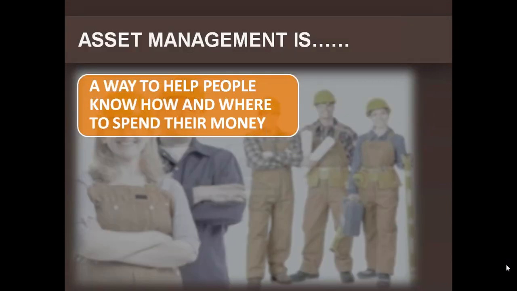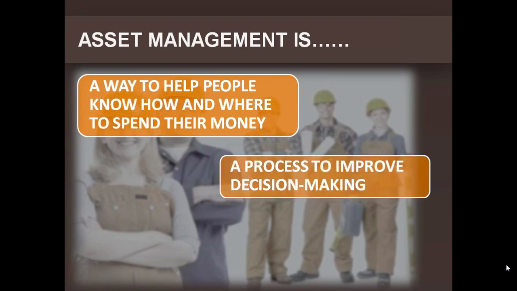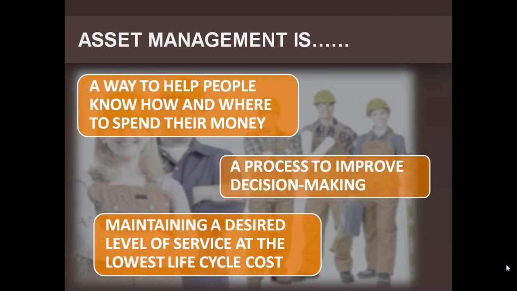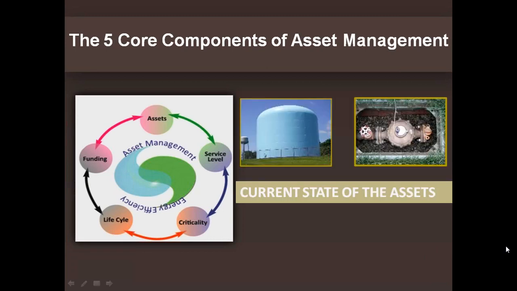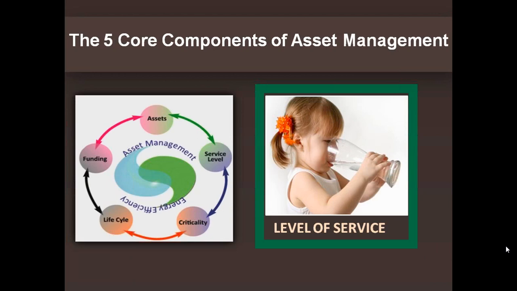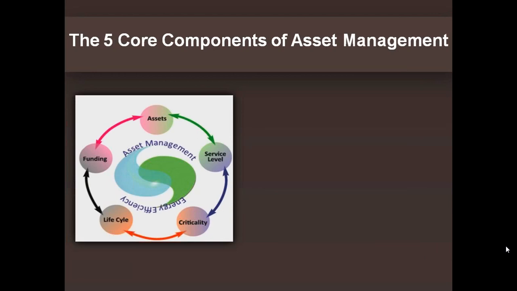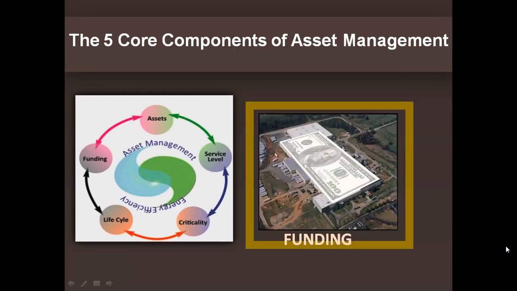So asset management really helps you know how and where to spend your money, helps you improve decision making, and the more formal definition is maintaining a desired level of service at the lowest life cycle cost. So we're trying to say how can you best operate your facility to run at the overall lowest life cycle cost while still providing what your customers want. So there are 5 core components to asset management, the first being the current state of the assets, the second, the level of service, the third is criticality, the fourth is life cycle costing, and the fifth is funding.